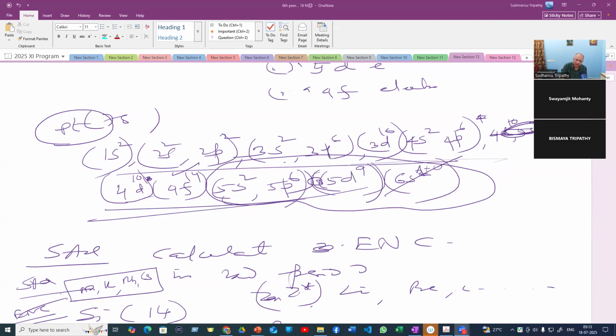But the N factor matters, because the nuclear pull doesn't depend only on the Z factor. It is Z star e square by R square, and R is dependent on n, the radius. Therefore, the ionization enthalpy decreases as size increases. But what happens to this ionization enthalpy in D block and F block, that we have not yet discussed. Today we'll be discussing that.